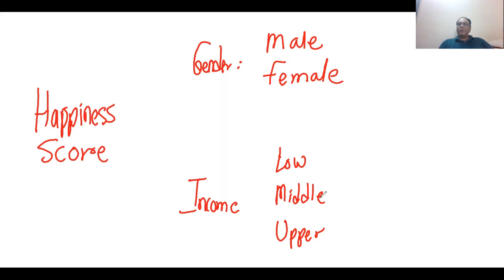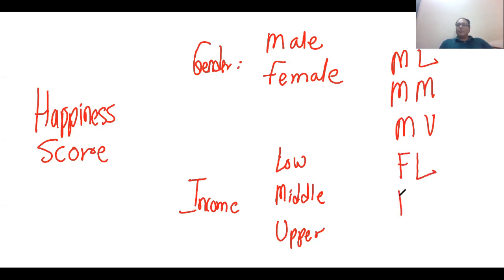Now the question is, can I say the males of the middle income group have a different happiness score from the females of the low income group? Now what I'm doing is comparing the interaction of gender and income. If I multiply gender with income, how many groups can I make? Like I'm showing you: male low income group, male middle group, male upper group. This is the interaction of male and income. Similarly, I can make the interaction of female and income: female low income group, female middle income group, and female upper income group.